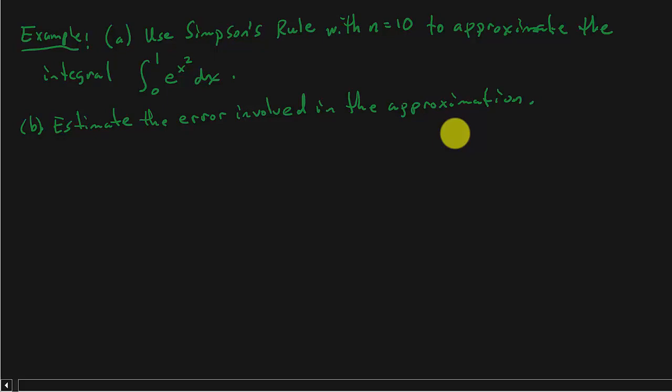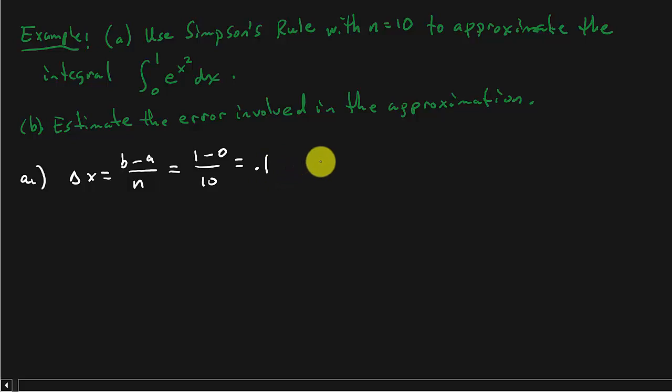Use Simpson's rule with n equals 10 to approximate the integral of e to the x squared dx from 0 to 1. All right. So for part A, delta x is (b minus a) over n, and that is 0.1. So delta x is 0.1, and we know n is 10.